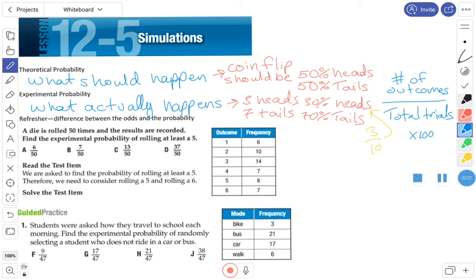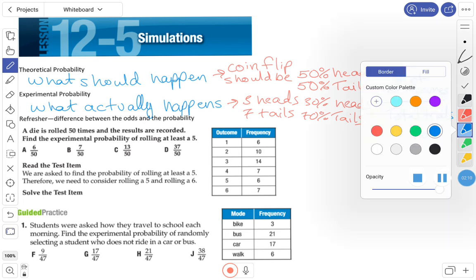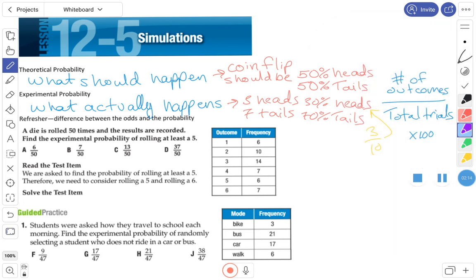So let's try the first example over here. A die is rolled 50 times and the results are recorded. Find the experimental probability of rolling at least a 5. Okay, so when it says at least a 5, it's looking for the numbers that are 5 and higher. So on a die, what numbers are those? 5 and 6. Okay, how many times did we roll a 5 or a 6? Add those two numbers together, and what do you get? 6 plus 7 is 13.